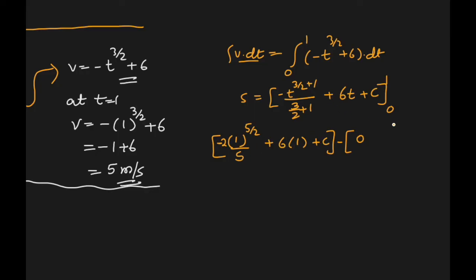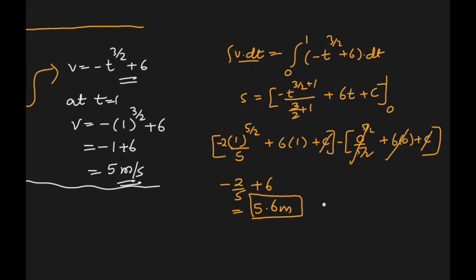Yes. Okay. So 0 to the power anything is 0, so there is no need to write, but let me write. Doesn't matter because it can become 0. 6 times again 0 plus c. This c and this c cancel out. This is 0, this is 0. That means this is the only displacement we have in first 1 second. So it is how much? Minus 2 over 5, because 1 to the power anything is 1. So minus 2 over 5 plus 6. And 6 minus 0.4 will be 5.6 meters. This is the displacement from 0 to 1 second.